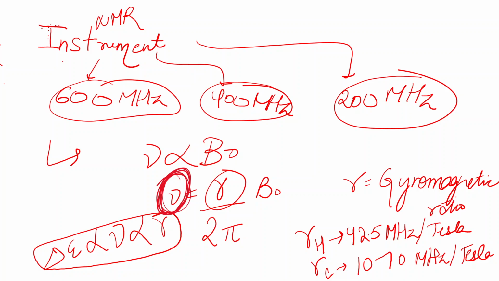Then frequency is directly proportional to your magnetic field, and there is one formula that frequency is gamma by 2 pi into B0, where gamma is your gyromagnetic ratio. In the numericals you might need the gyromagnetic ratio of carbon and proton, so you should remember it. For proton it is 42.5 megahertz per Tesla, and for carbon it is 10.70 megahertz per Tesla.